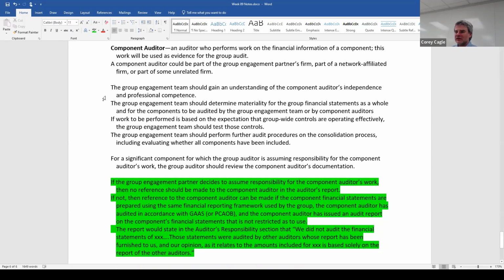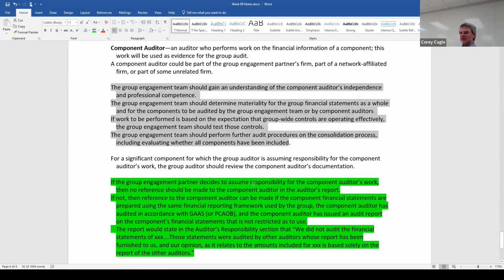But these are kind of obvious things here, but definitely worth noting. So we want an understanding about independence and competence of the person who audited it, or the group, or whoever audited it. We want to get an idea of the materiality of what we're dealing with here. If the work to be performed by us is based on the expectation that the overall group-wide controls are operating effectively, we should test those controls. Obvious stuff. And we want to do further audit procedures on the wonderful consolidation process that y'all are probably learning about Monday nights right now.